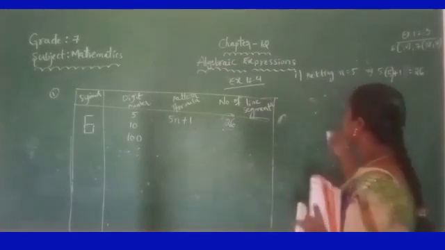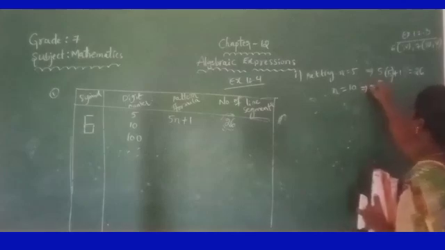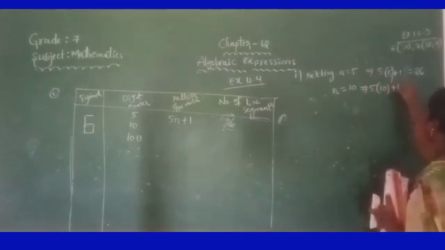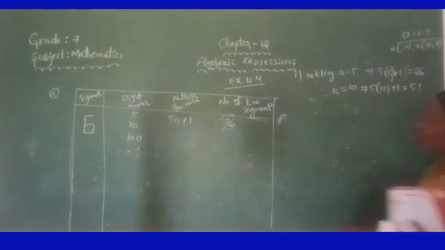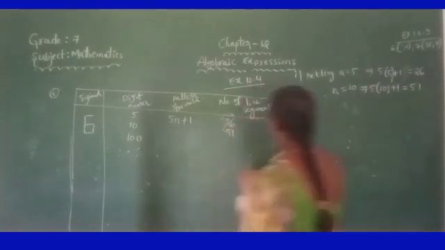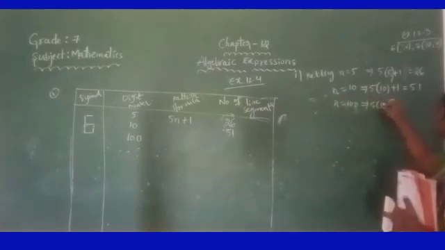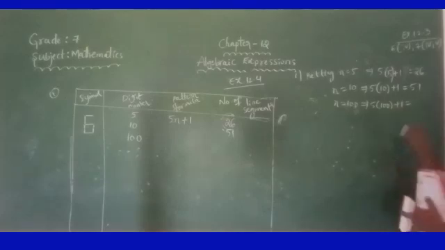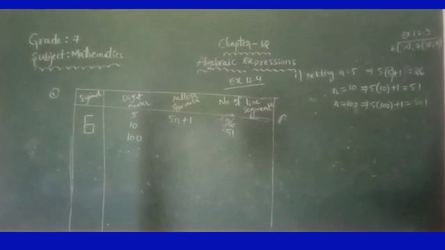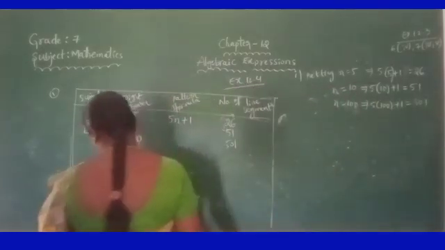Like that, if you take n is equal to 10, substitute 5 into 10 plus 1. 5 times 10 is 50 plus 1, 51. Similarly 100. If n is equal to 100, 5 into 100 plus 1. 5 into 100 is 500 plus 1 is equal to 501. Okay, children? Right, 501.